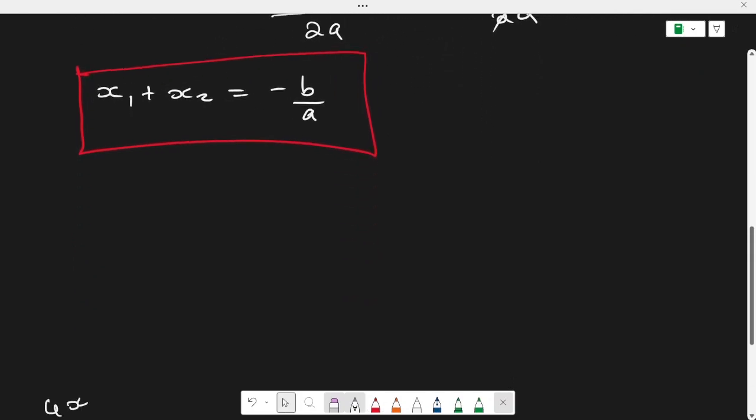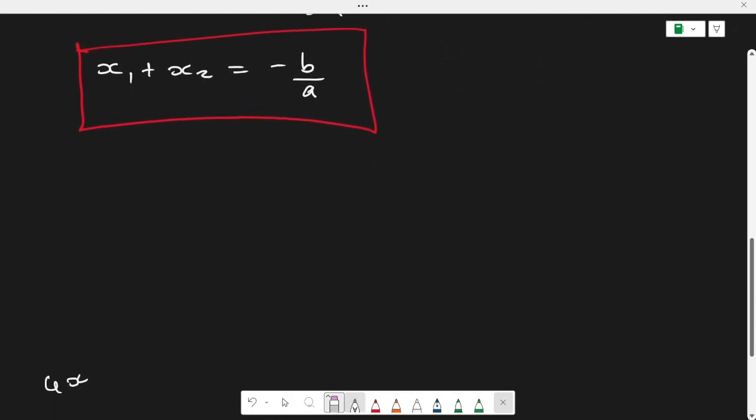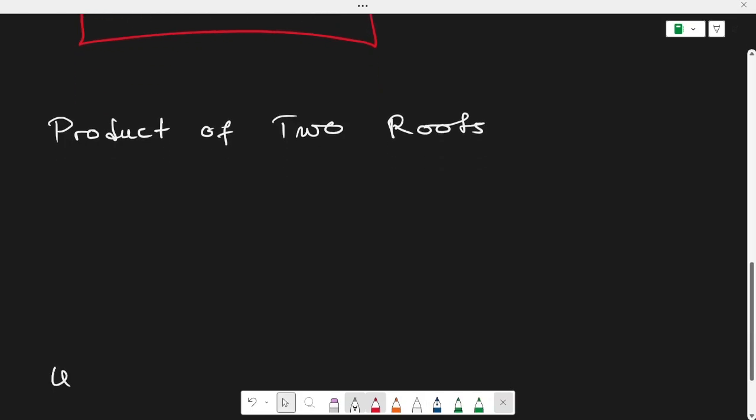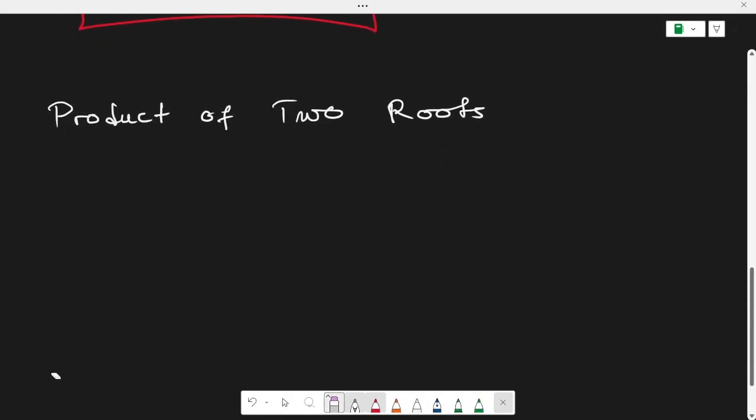So this is the sum of two roots. Now let's try to look at the product of two roots. And that would be x1 multiplied with x2.